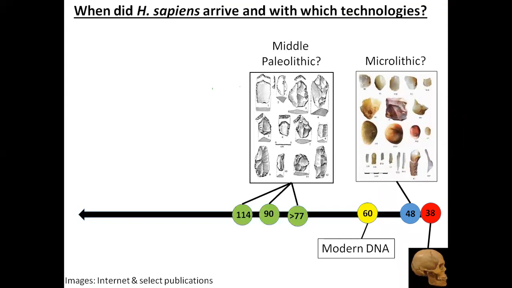And then we have middle Paleolithic, which some scientists say belongs to Homo sapiens, but we have no fossil evidence at this time. This is based only on similarity with African evidence.